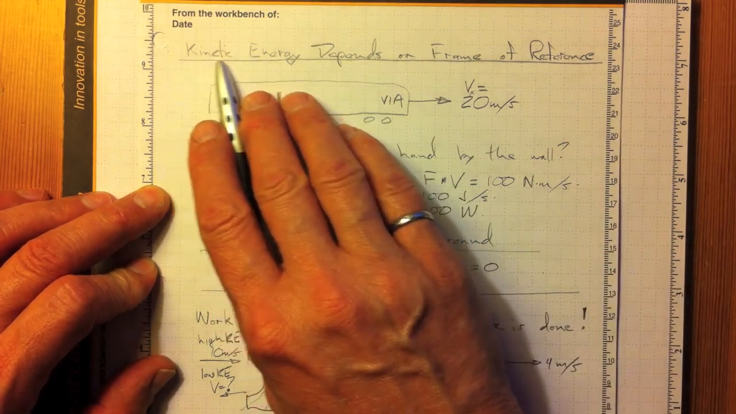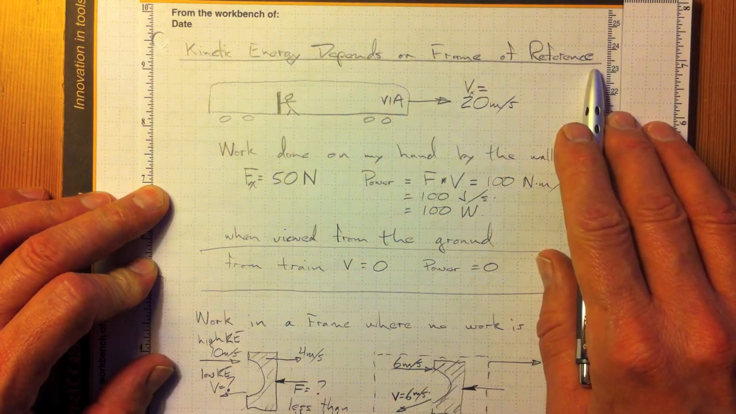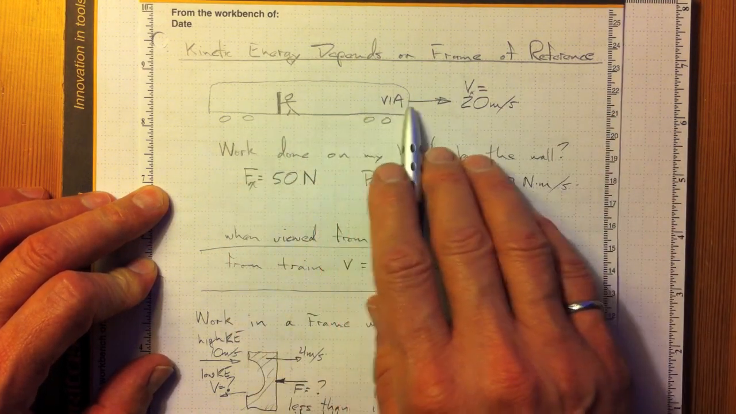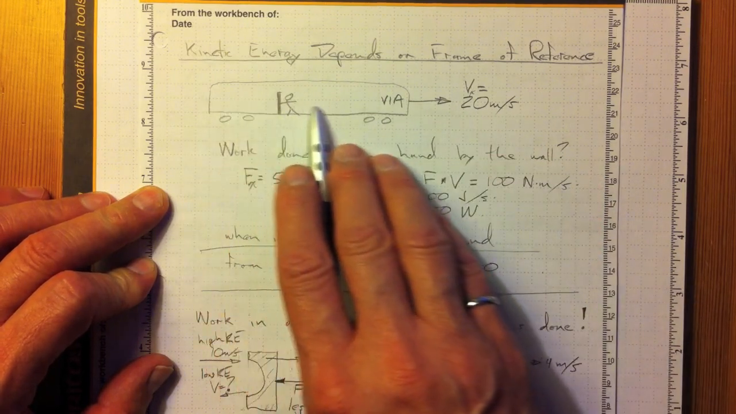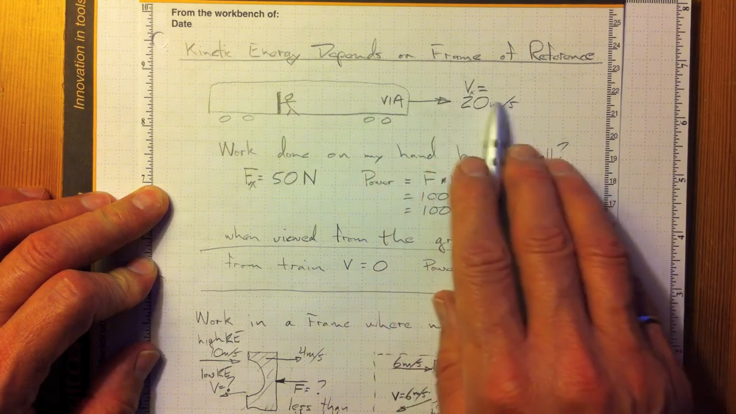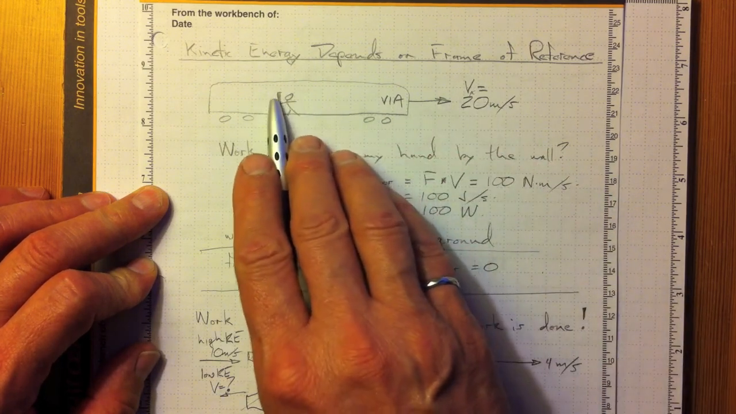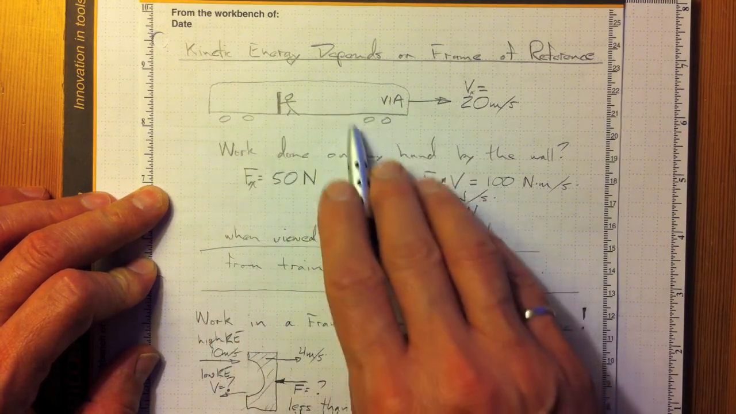It's important to note that kinetic energy really depends on the frame of reference. If you're in a stationary frame of reference and this train car is moving at 20 meters per second, everything on that train car has a whole lot of kinetic energy associated with that velocity. Me, the wall, the train car, the wheels of the train car, they have even more energy because of the rotation.